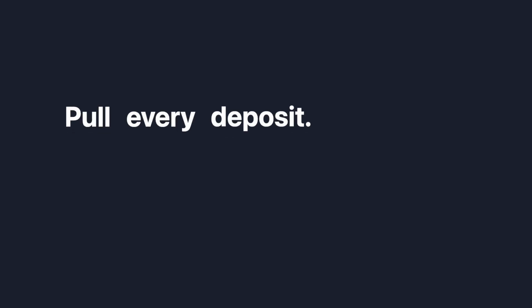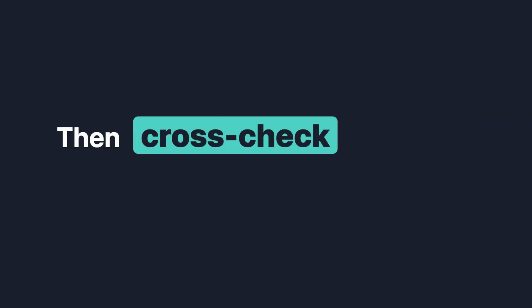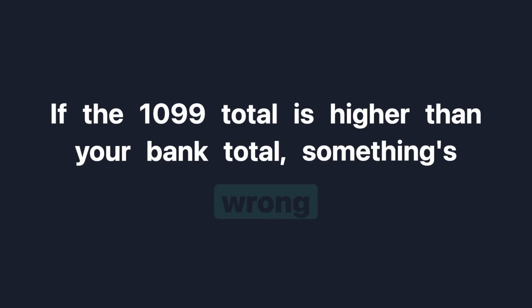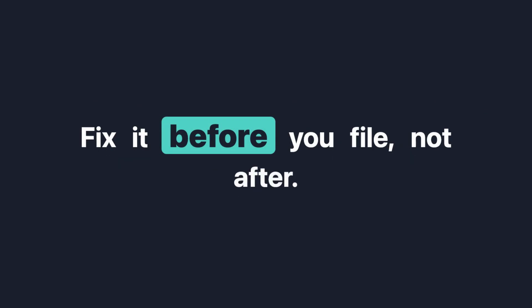Pull every deposit, total them. That total is your gross receipts. Then cross-check it against the 1099s you did receive. If the 1099 total is higher than your bank total, something's wrong. A client double-issued, or a platform reported gross before fees, which happens constantly with 1099-Ks. Fix it before you file, not after.